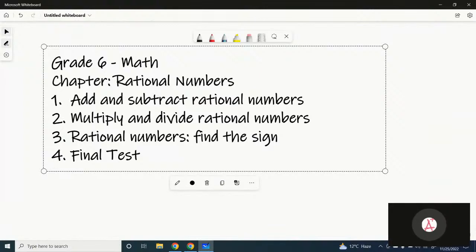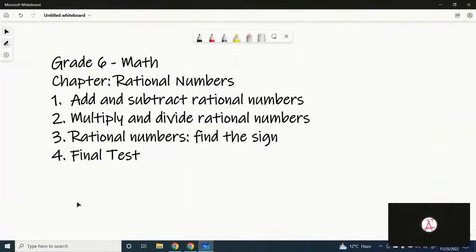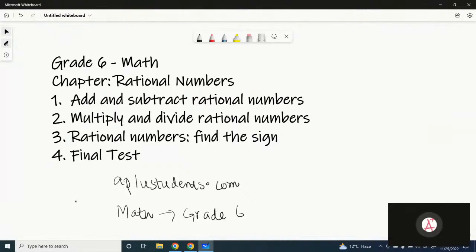So we're going to start with grade 6 maths. You can find all the lessons on aplusstudents.com. You have to log in there using your email address and the password provided by the administrator. Then you have to select math, scroll down to grade 6 and we're going to start with the chapter that is rational numbers. Got it? So let's start.